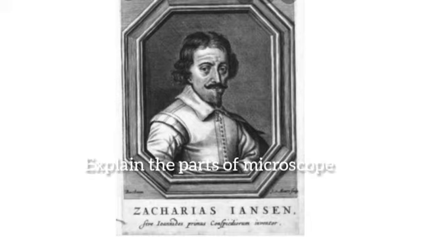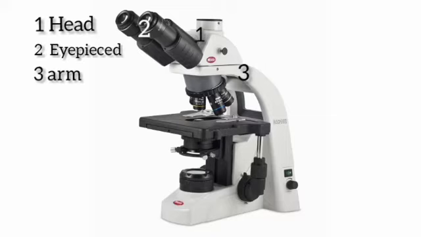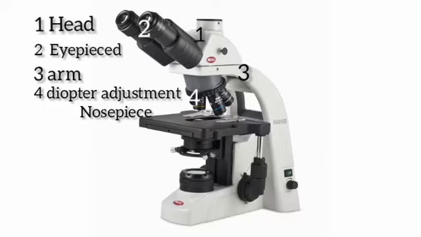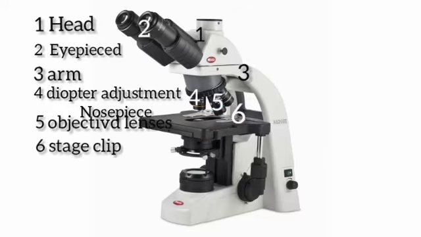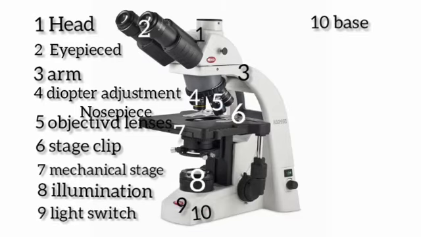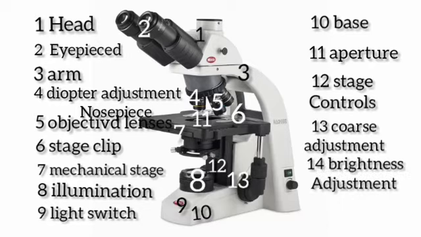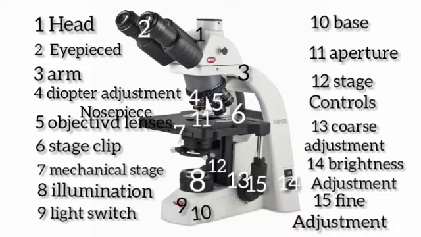Explain the parts of a microscope. The parts of a microscope: number 1, head; number 2, eyepiece; number 3, arm; number 4, diopter adjustment nosepieces; number 5, objective lenses; number 6, stage clip; number 7, mechanical stage; number 8, illumination; number 9, light switch; number 10, base; number 11, aperture; number 12, stage controls; number 13, coarse adjustment; number 14, brightness adjustment.